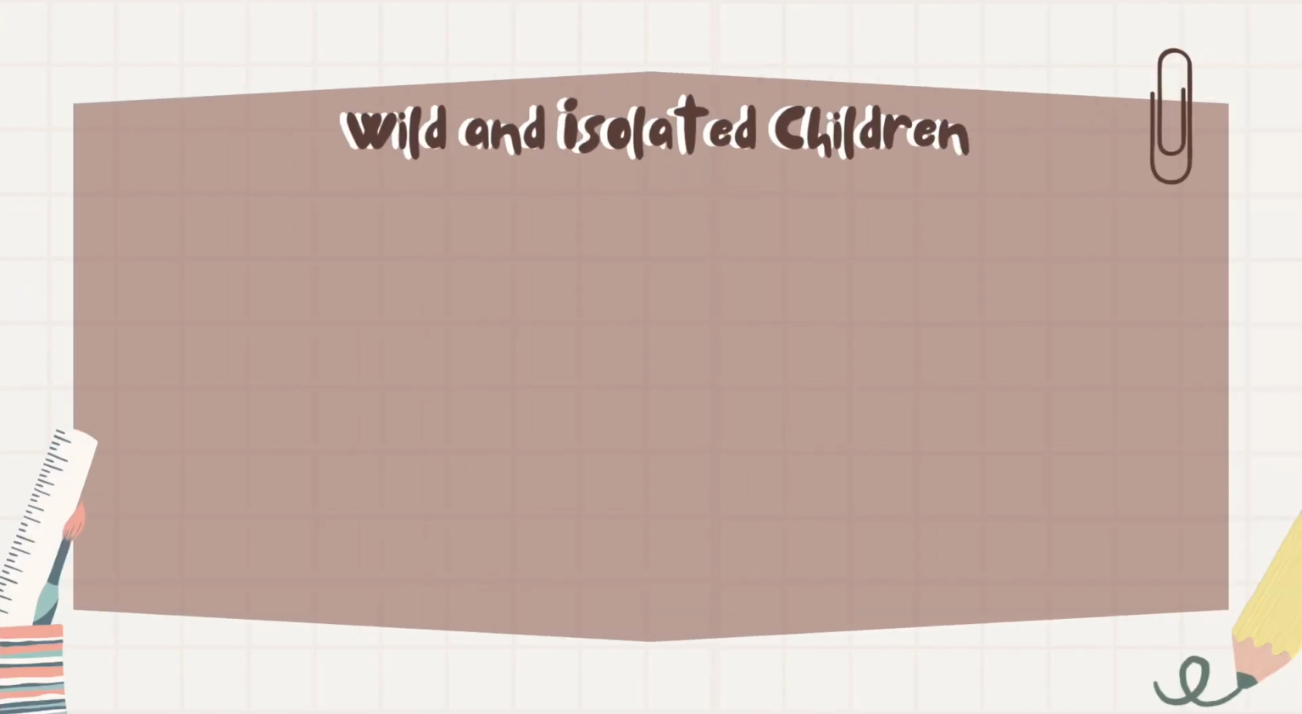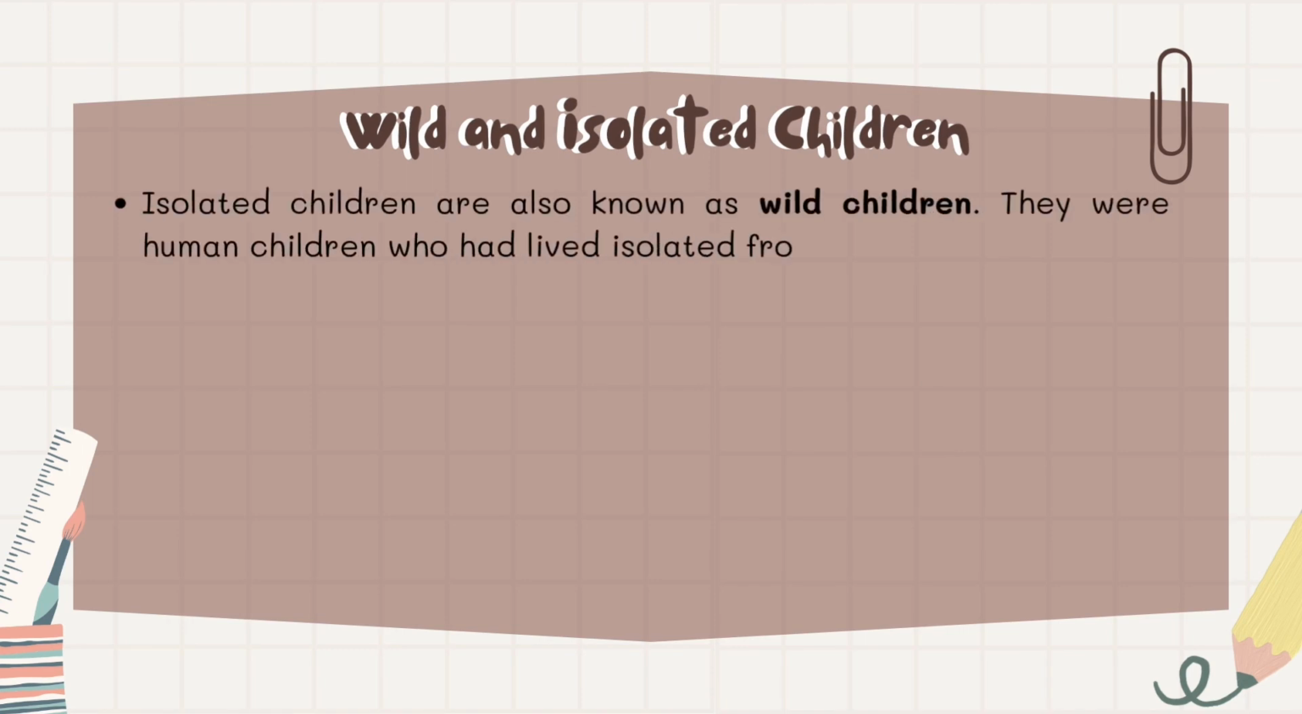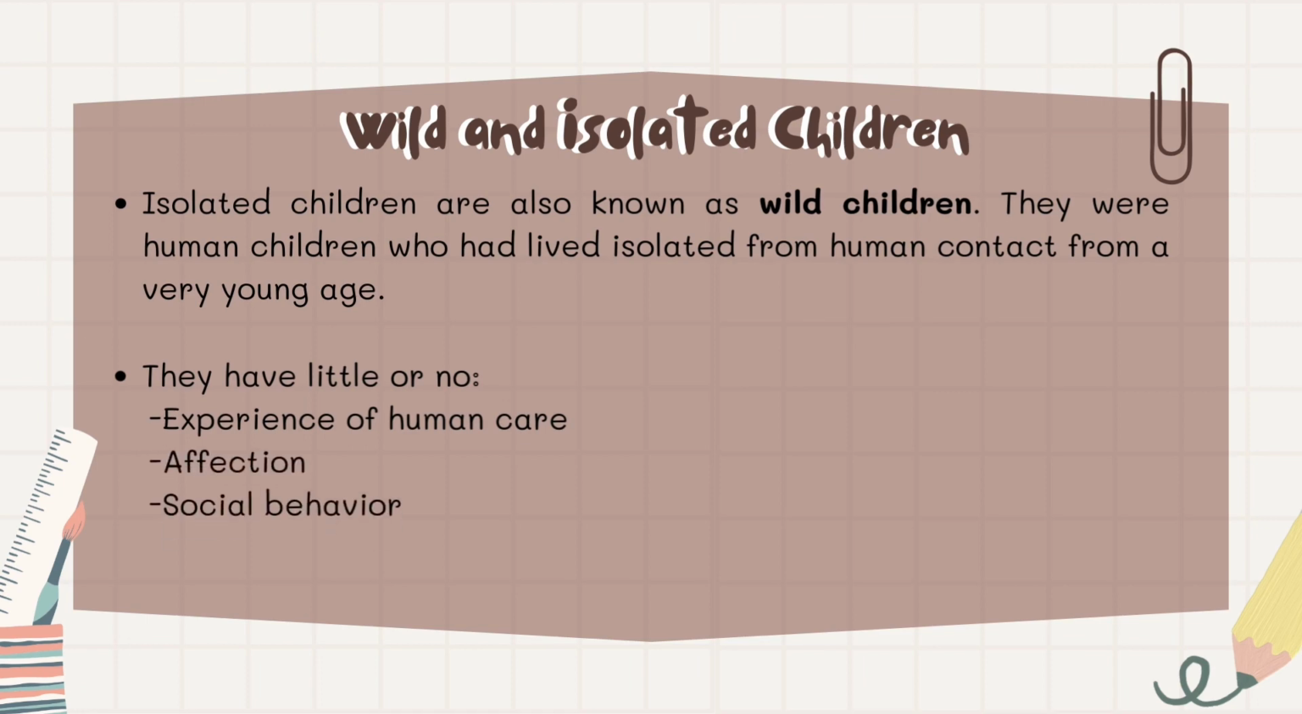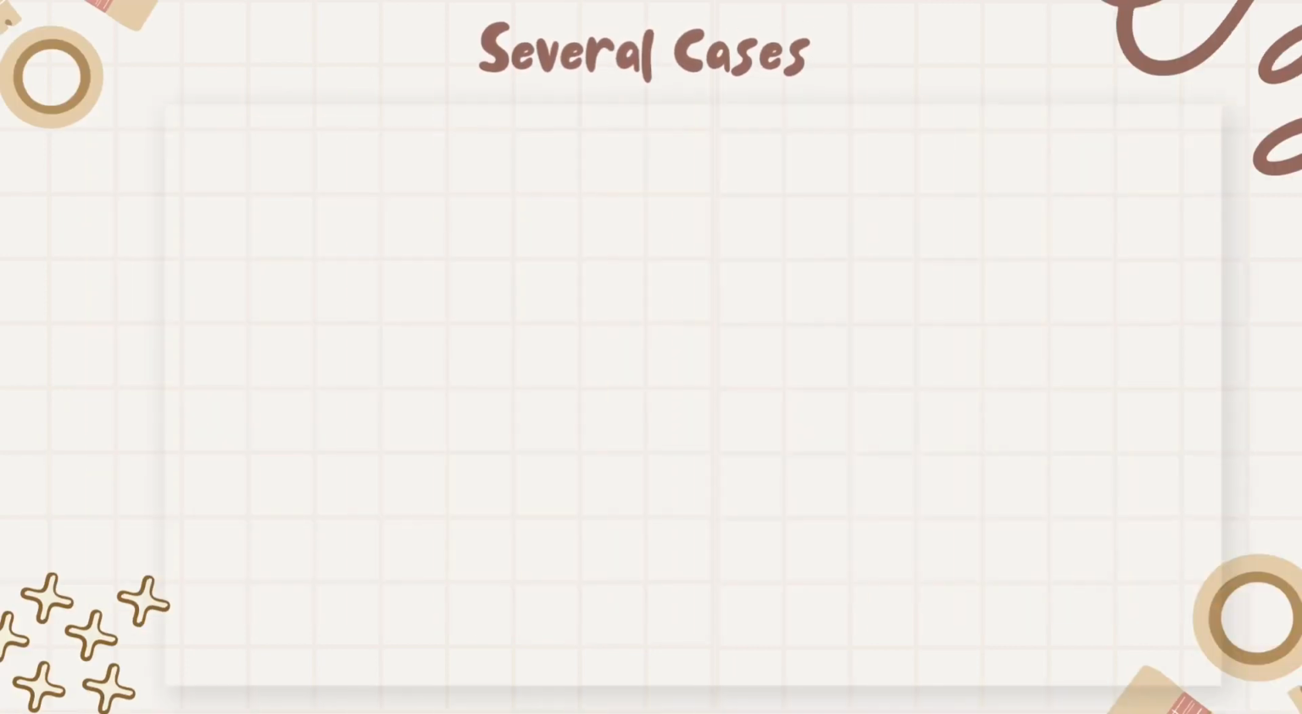Okay, first let's talk about what is wild and isolated children. Isolated children are also known as wild children. They were human children who had lived isolated from human contact from a very young age. They have little or no experience of human care, affection, social behavior, or human language. There are 6 cases of wild and isolated children.